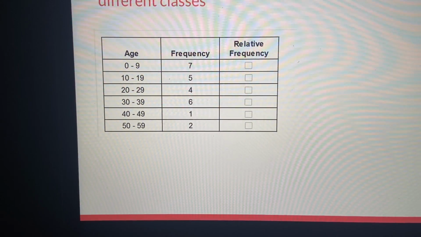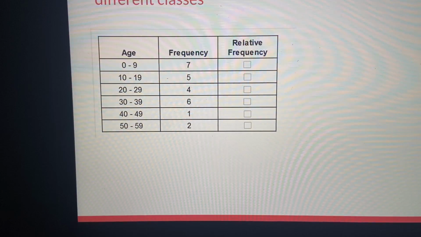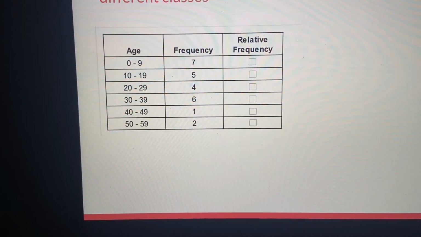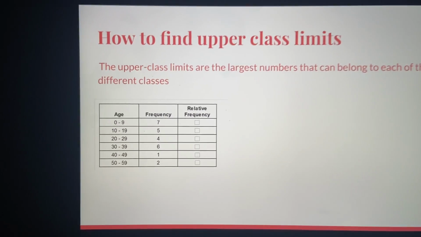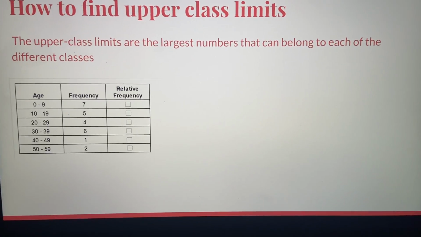And you could do the complete opposite for finding the lower class limit, which would be 0, 10, 20, 30, 40, and 50. All right, let's move on.